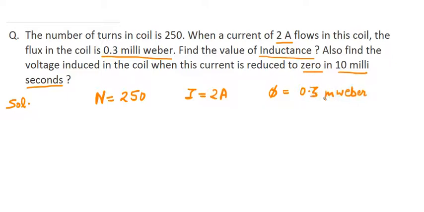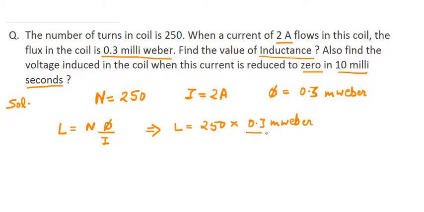Now, we know that inductance L is equal to N into phi by I. Put the values. L is equal to 250 into 0.3 divided by 2. From this we get the value of inductance is 37.5 millihenry.